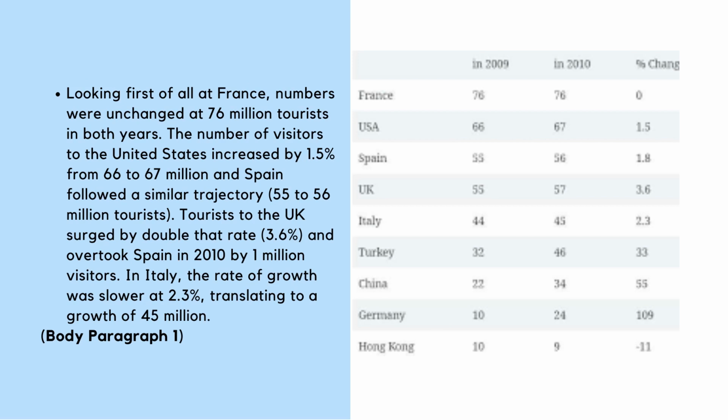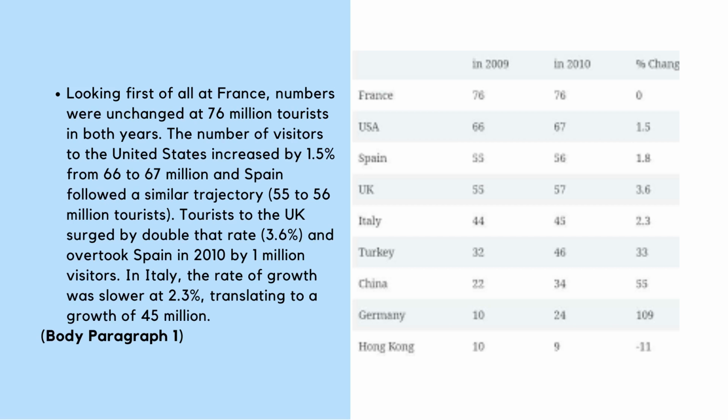Looking first of all at France, numbers were unchanged at 76 million tourists in both years. The visitors to the United States increased by 1.5% from 66 to 67 million, and Spain followed a similar trajectory, in parenthesis, 55 to 56 million tourists. Tourists to the UK surged by double that rate, 3.6% in parenthesis, and overtook Spain in 2010 by 1 million visitors.